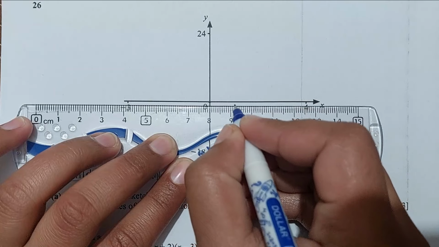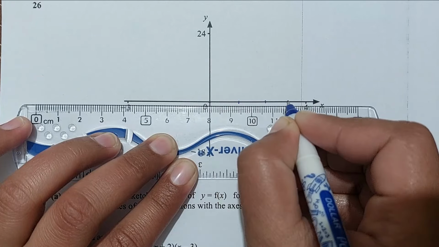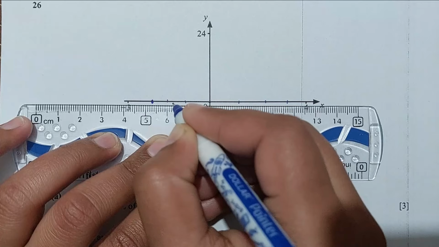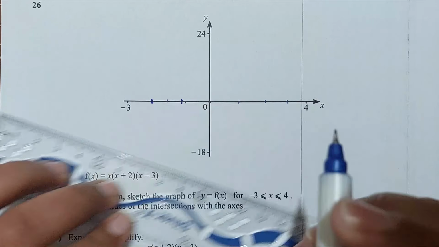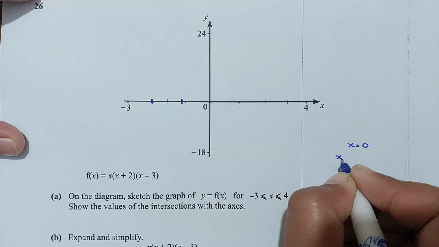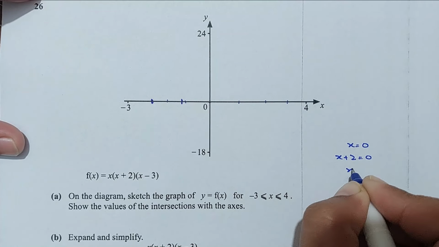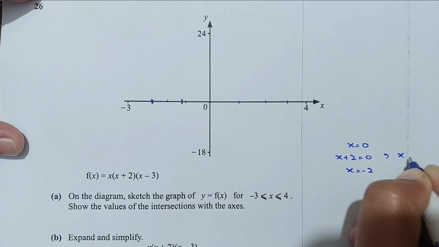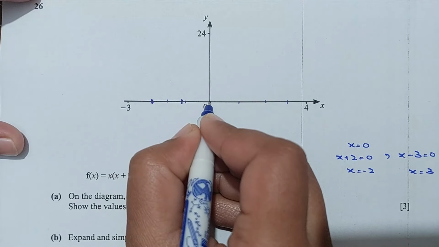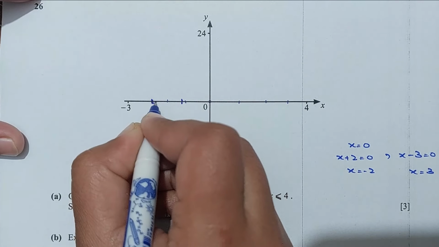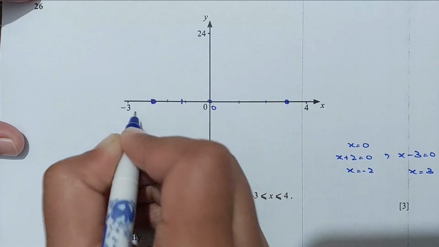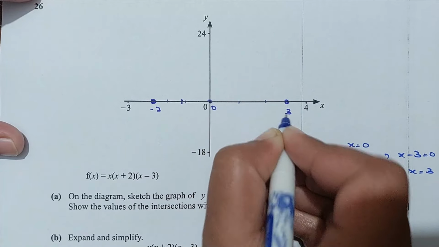Okay. Let's say this is 1, 2, 3, and 1, 2 is over here. The zeros are x equals 0, x plus 2 equals 0, from here x equals -2, and x minus 3 equals 0, so x would be equal to 3. The first x-intercept is 0. The other one is negative 2. Let's say this is -2, and the next is positive 3.